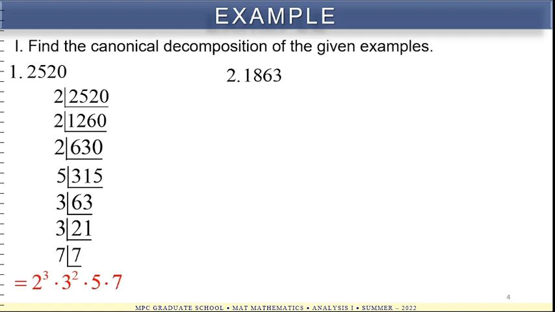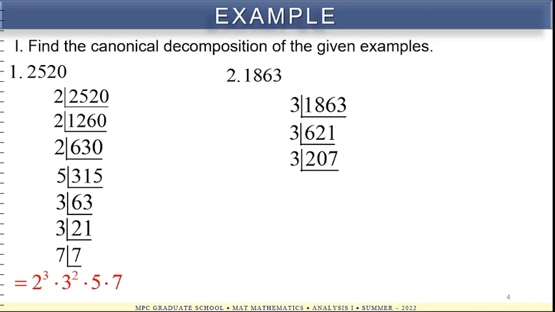Next is 1,863. So we are going to use again the continuous division to find the canonical decomposition of 1,863. So we see that 1,863 is divisible by 3. So we can divide 1,863 by 3. So the answer is 621. Continue the process. 621 divides by 3, the answer is 207.